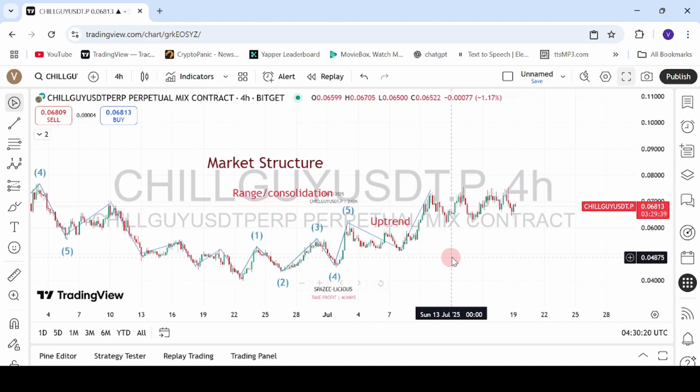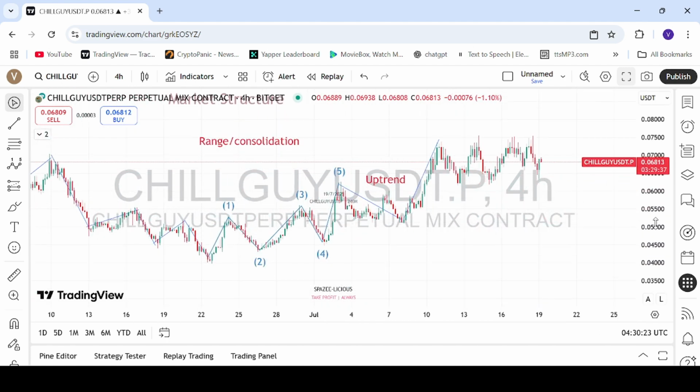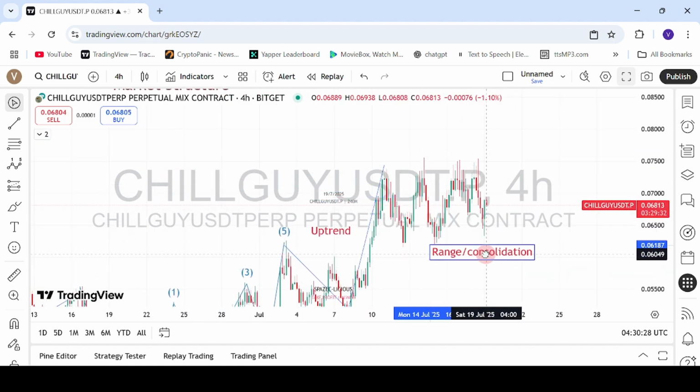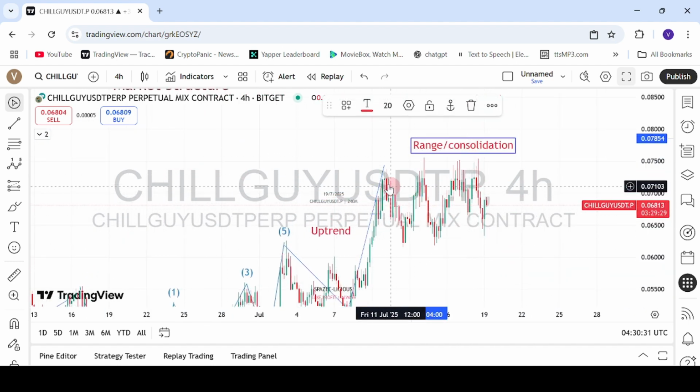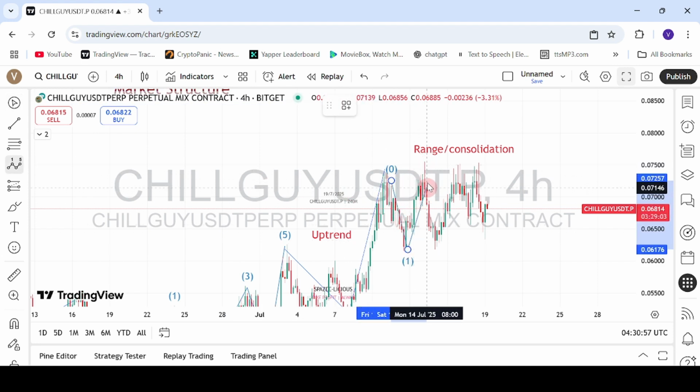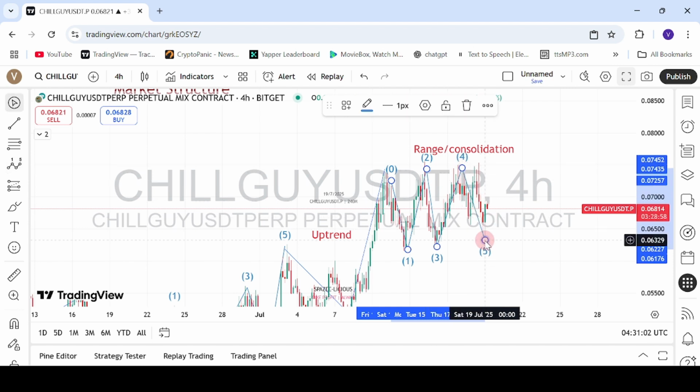When it comes to consolidation, just know that the market has no clear direction. It only moves sideways, as you can see here. This is what we call consolidation, where the market starts moving sideways with no clear direction. This is what we call ranging in the market.